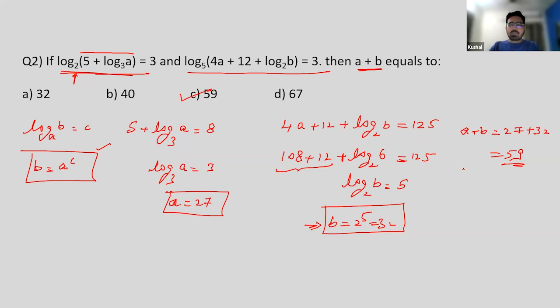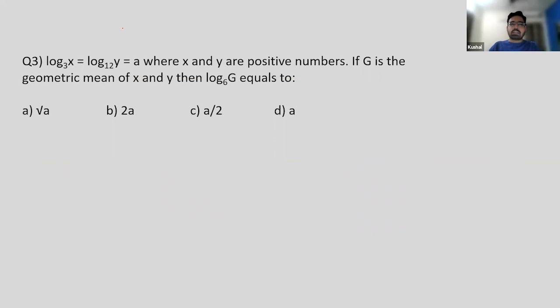Okay. Let's move on. Let's look at the third question. Take your time and try and solve this. Take a minute's time.